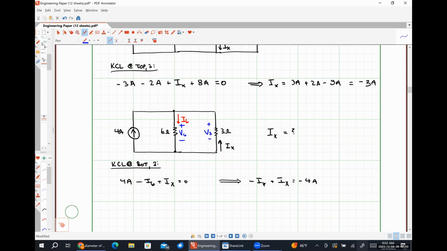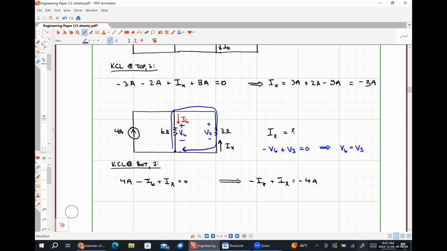We're about to stumble into something important. If I were to write a Kirchhoff's voltage law equation around this path, what would I find? What would that Kirchhoff's voltage law equation look like? Follow the blue path. Okay. So that means that V6 is equal to V3, right? So those are the same voltage.